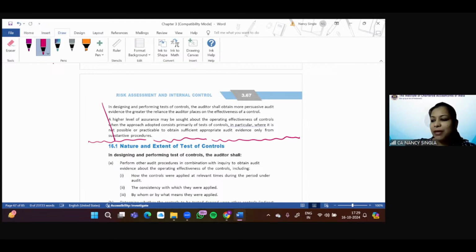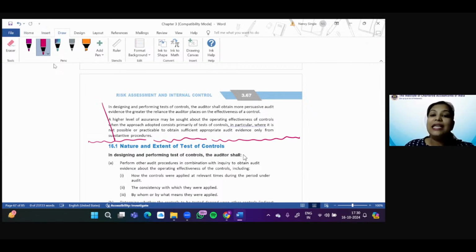Yes, Bhumika is saying, ma'am, if after understanding that controls of the entity are operating effectively, and where will he understand? Under SA 315. Will the auditor decide he'll rely on internal control, then he will test internal control on a sample basis? Yes. See, under SA 315, he performed risk assessment procedures, whereby he performed inquiry, inspection, observation, analytical procedures, if you remember, and he obtained an understanding. And he identified and assessed the risk of material misstatement.